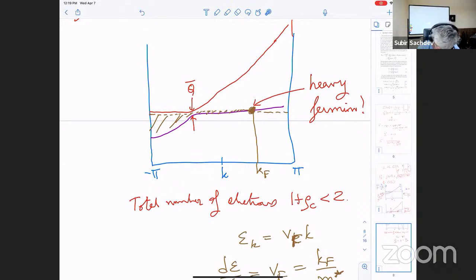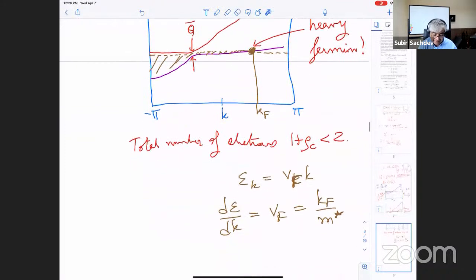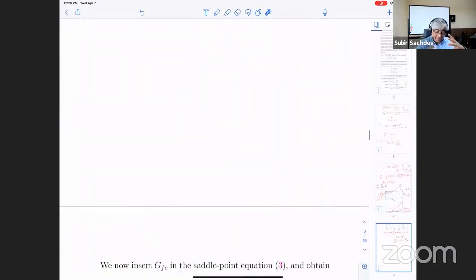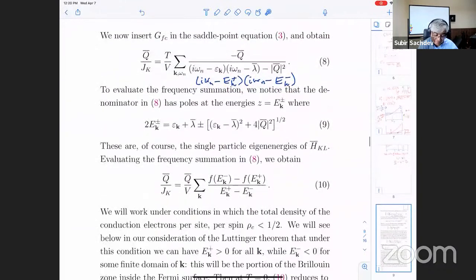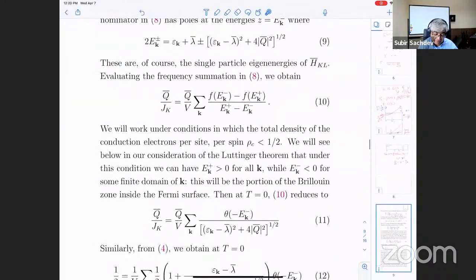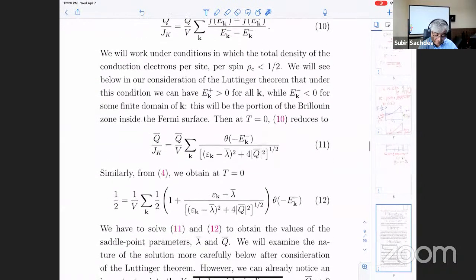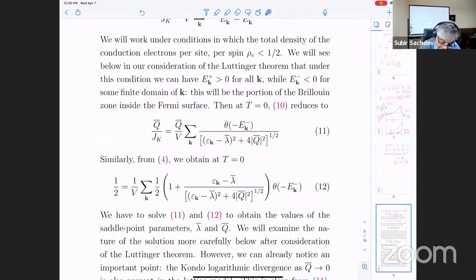So now what we have in this picture is that only the lower purple band is occupied, but the upper band is totally empty. It may be slightly different depending on the complicated band structures, but that's the simplest situation. Then this f of E_K plus is just 0, so we can throw that out. And at 0 temperature, you only have this term here, and E_K plus minus E_K minus is a simple expression which you can evaluate. And so finally, we get our equation for Q bar.